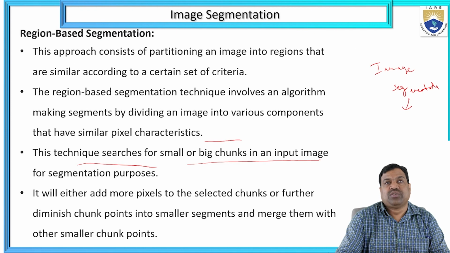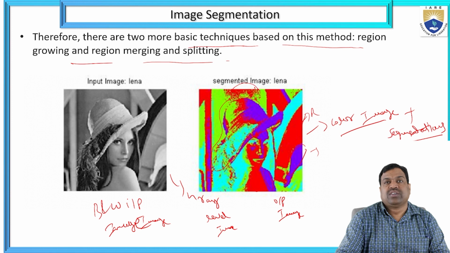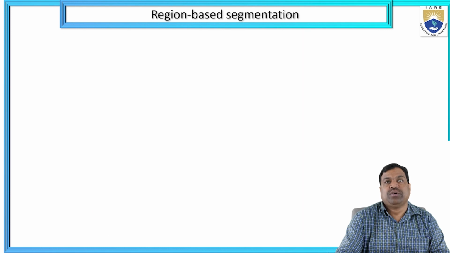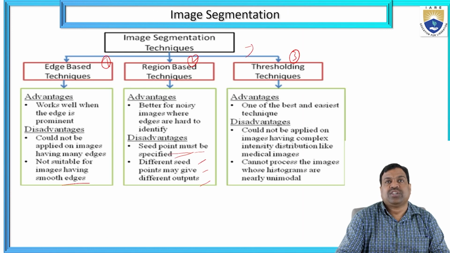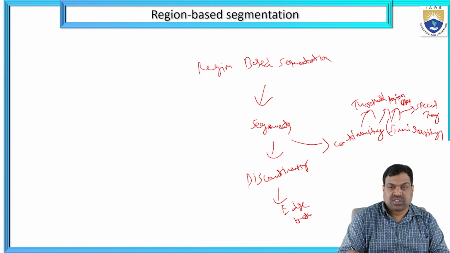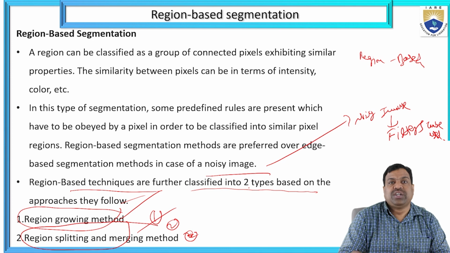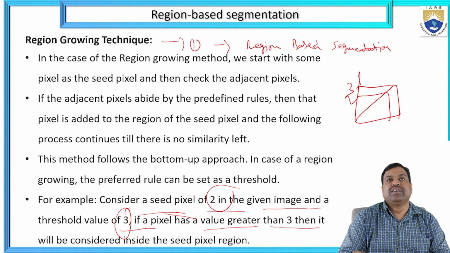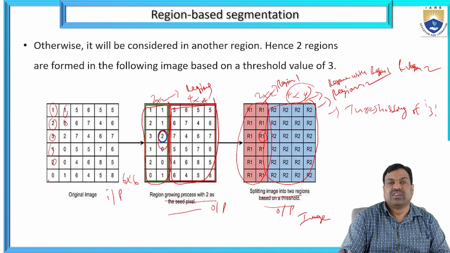So these are the main things of region-based segmentation. This is one example of a grayscale to color image. And these are the major types of image segmentation: edge-based, region-based, and thresholding. Segmentation is based on discontinuity and on similarity: edge-based, thresholding-based, region-based, and spatial. And under these are neural network, clustering-based, and wavelet-based. In region-based segmentation, there are region growing and region splitting. In the region growing technique, it is a thresholding level of 2 or 3.